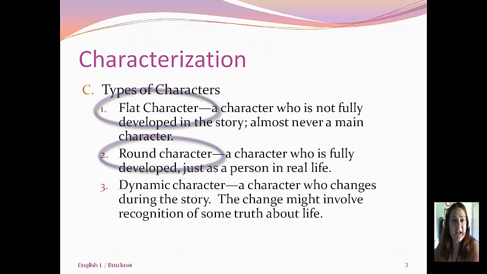Then we have dynamic characters. And a dynamic character is a character who changes his perspective or her perspective during the story. The change might involve a recognition about some truth of life.